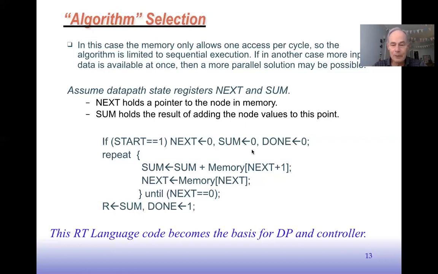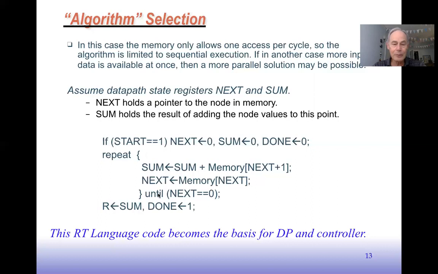So first thing, remember the notation is semicolon here. Anything that happens before a semicolon, it happens all in one clock cycle. We can have multiple actions if multiple things happen in parallel, and those are separated by commas. So on the first clock cycle, we're going to do this. If the start signal is a 1, then next will get 0, sum will get 0, and done will get 0. Okay, so we just initialize these two state registers and make sure this signal is a 0.